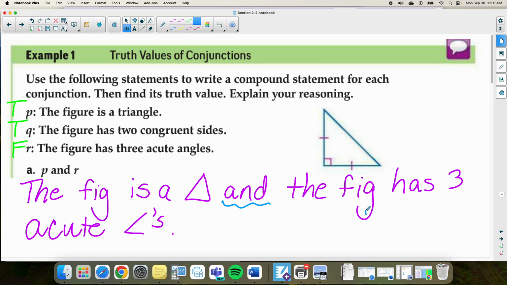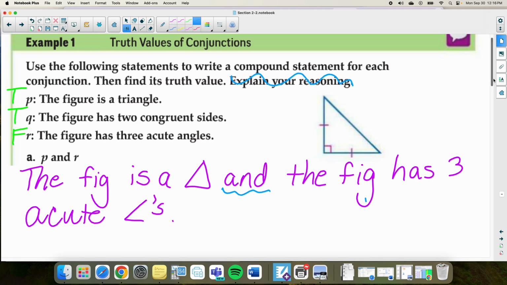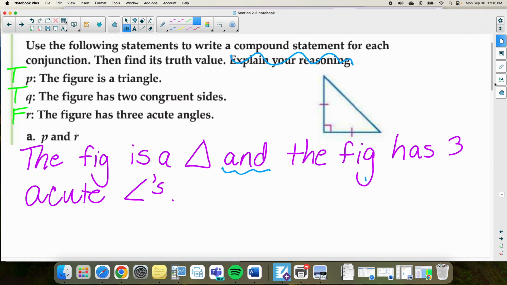Now it says find its truth value, and if you want to cross this out, I do not make you explain your reasoning, okay? So now we're going to decide if this is true. How I do that is I go above the P and the R. P we said was true, R we said was false. For an and statement to be true, they both have to be true. So do you get this one is going to be false, right? So then we just write false, and that's it. If you check your answer in the book, they're going to explain why it's false. You do not have to do that, okay?